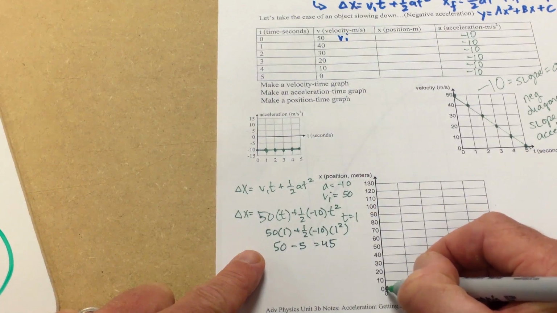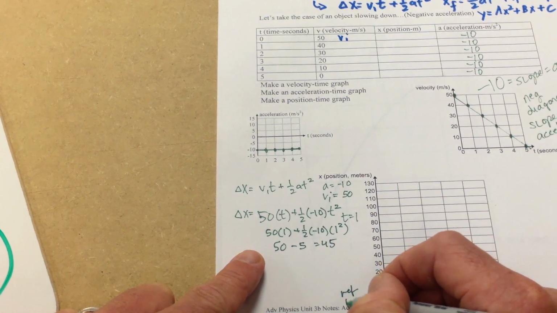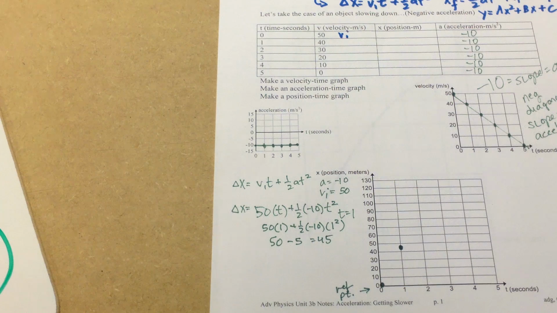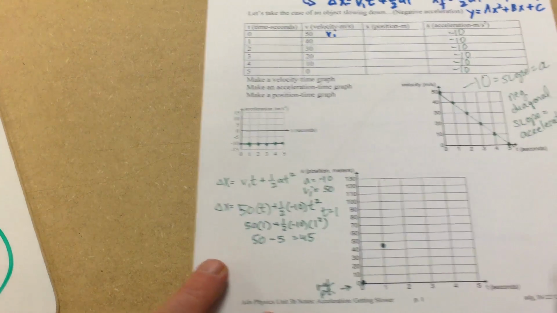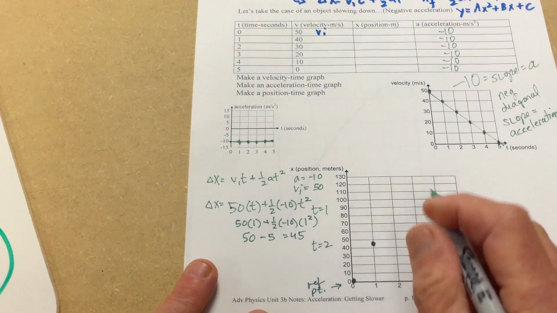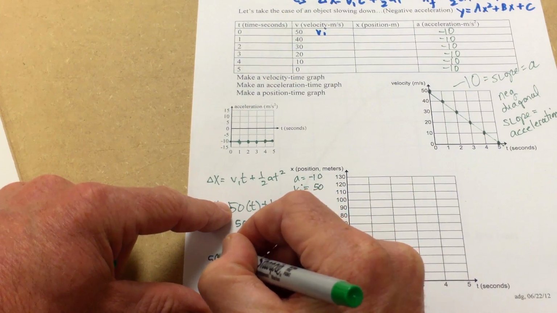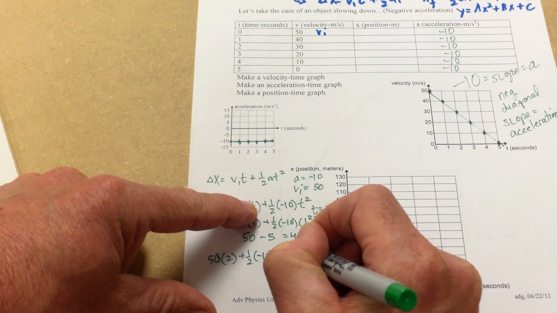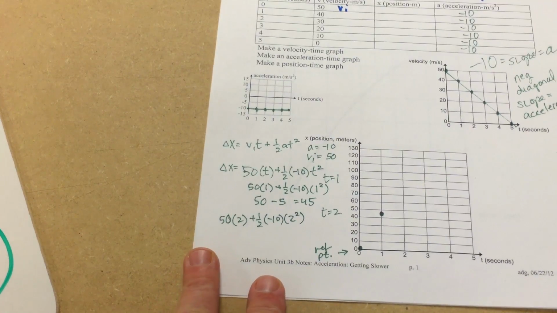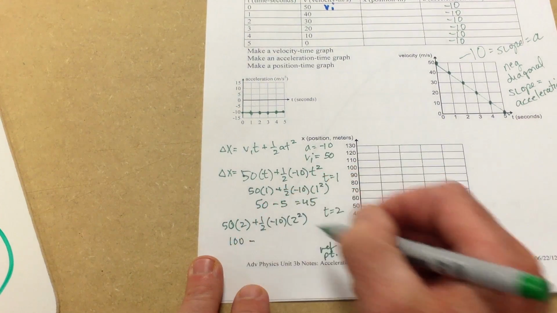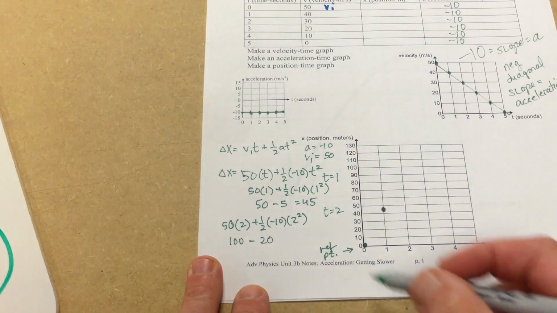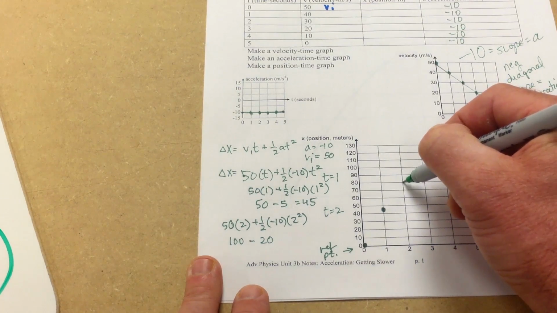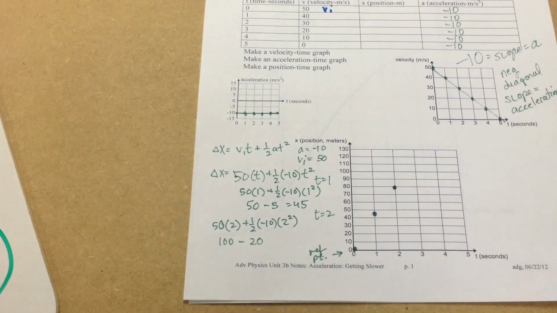We start at the origin, which is called the reference point, and by the end of 1 second, I am 45 meters further down the road. Now let's do it for t equals 2 seconds. That's going to be 50 times 2 plus 1/2 times minus 10 times 2 squared. Can you work that out? I hope you can. That's 100 minus 20. By the end of the second, I'm now 80 meters down the road.